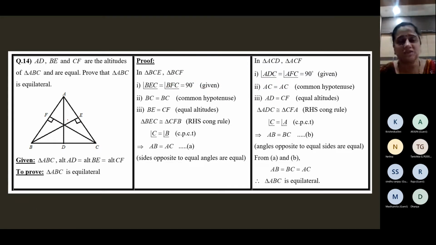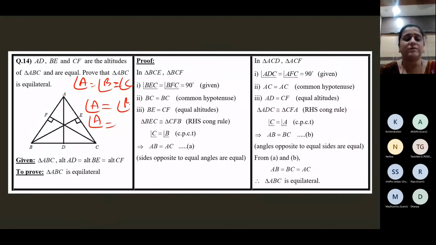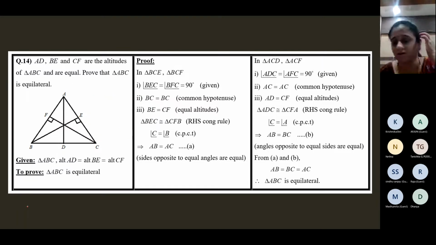So to prove that this triangle is equilateral, we are going to prove that angle A is equal to angle B is equal to angle C. So if the three angles are equal, then the three sides are equal, so the triangle is equilateral. To prove that these three angles are equal, fix any one angle. Say you can fix angle A. Prove that angle A is equal to angle B and angle A is equal to angle C. So all three angles are equal, so it's equilateral. I've given you the main idea.